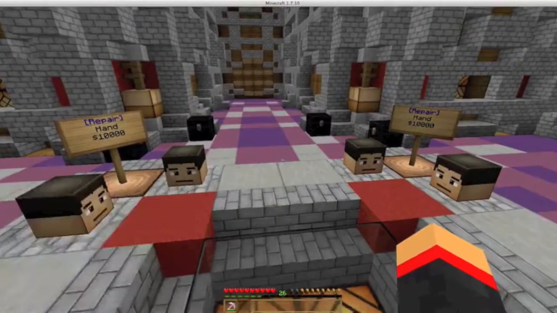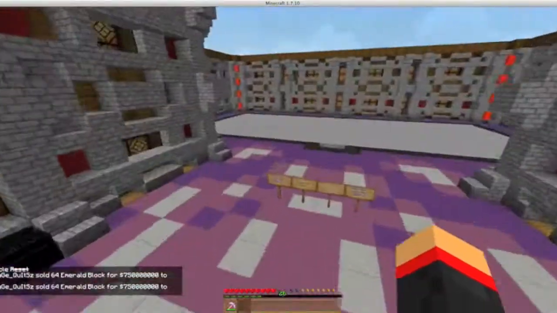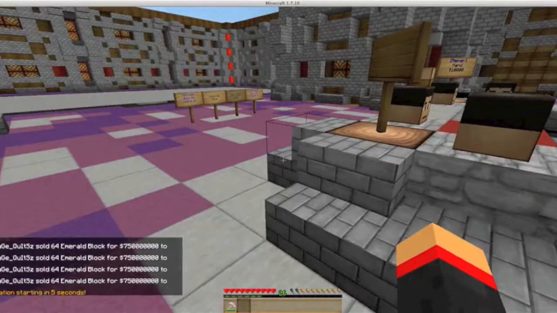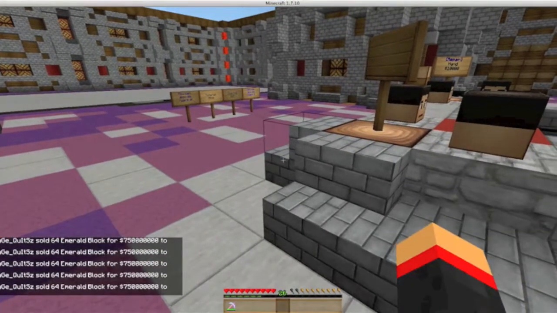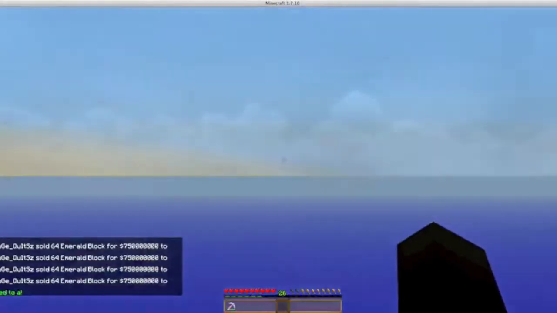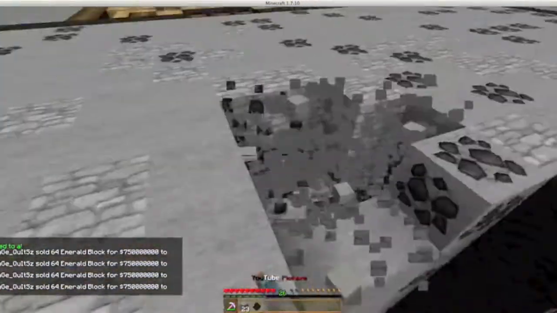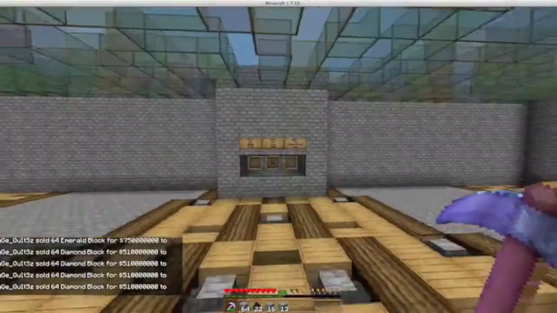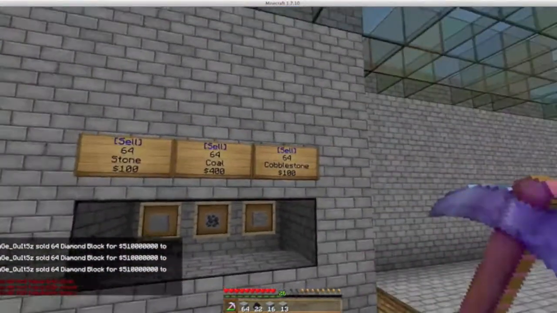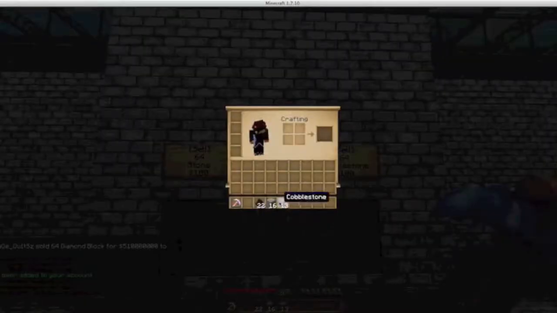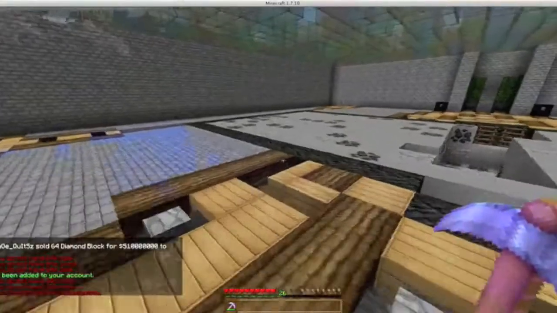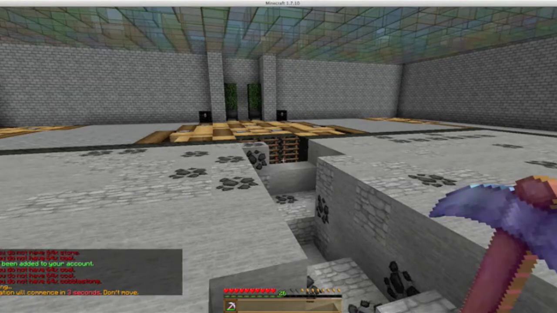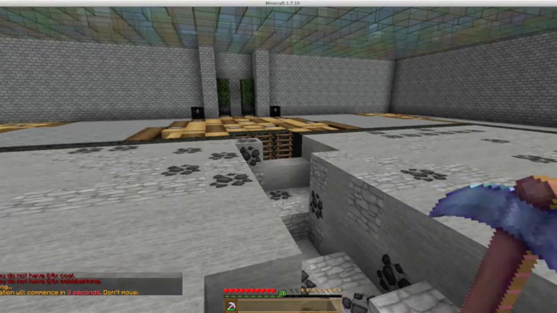So you pretty much just do kit, starter, and reset when you first join, and then you go to warp A and start mining if you've never played on a prison server. Once you get all that, you come to these signs and sell it. But I don't have enough, so I can't sell. And then I'm going to tell you the staff and the rules of the server.